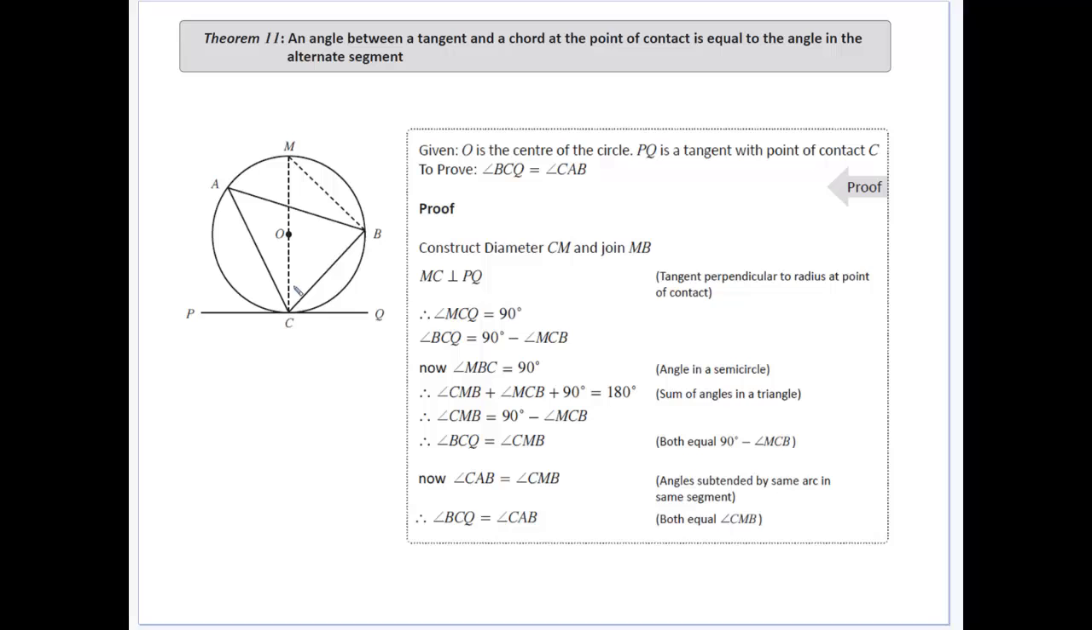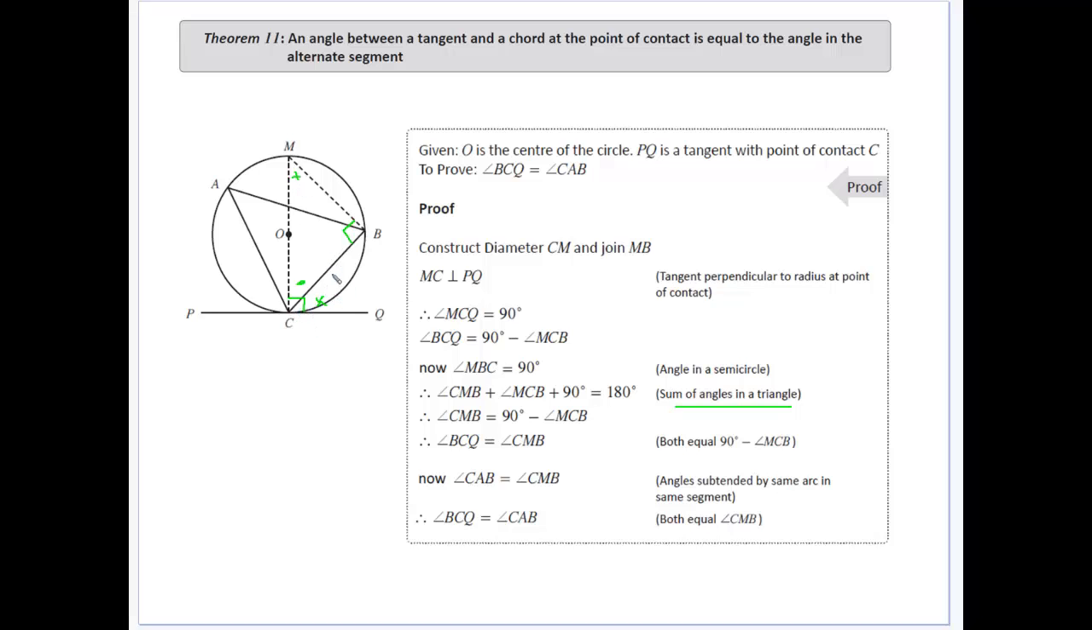Now we know, because it's a diameter, MC is perpendicular to PQ. So we know MCQ is 90 degrees. So BCQ would be 90 minus MCB. So this angle here is 90 minus that angle. Now, we know from our angle in a semicircle, because it's got the diameter, the angle in the semicircle is 90. So these three angles add up to 180 degrees, because it's the sum of the angles in a triangle, which means that CMB must be 90 minus MCB as well, this angle here. So this angle's 90 minus this angle, and this angle's 90 minus this angle, which means those two angles that we've got there must be equal.